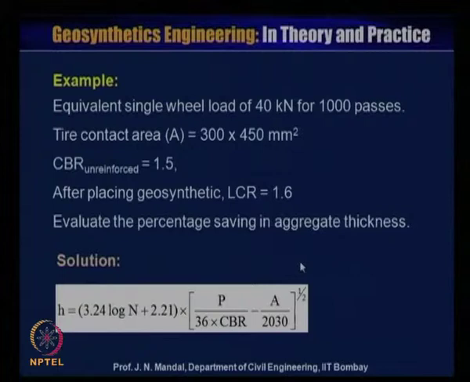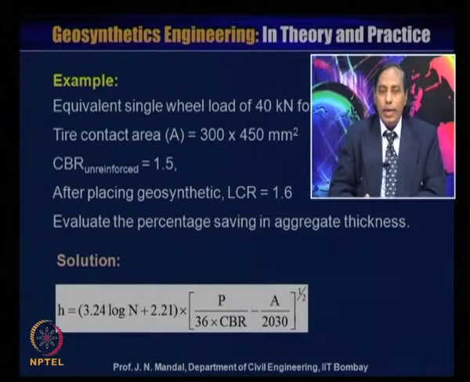So here is one example. Let us say the equivalent single wheel load is 40 kilonewton for 1000 passes. The tire contact area A is 300 into 450 millimeter square, and the CBR of the unreinforced soil is given as 1.5. After placing the geosynthetic material, you can calculate the LCR. LCR is equal to 1.6.